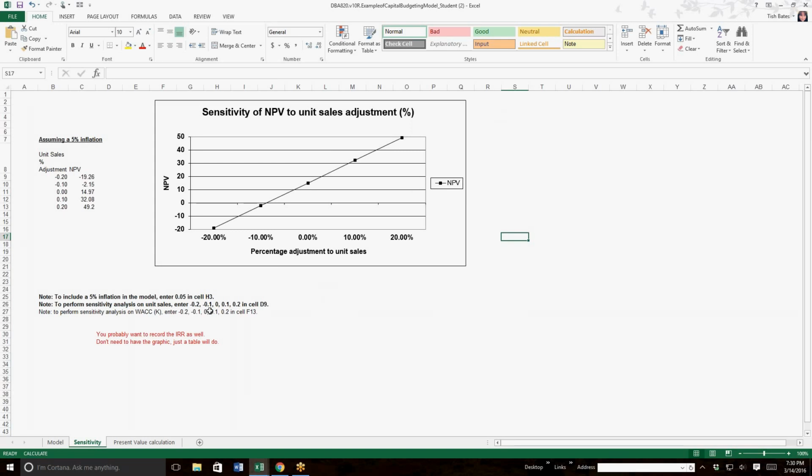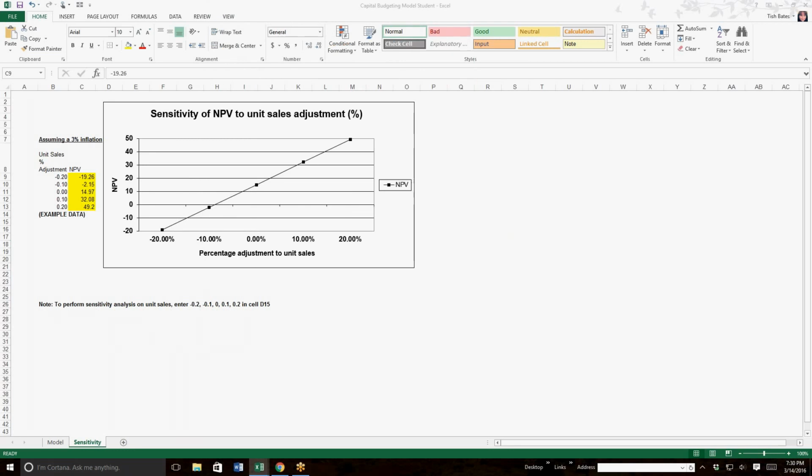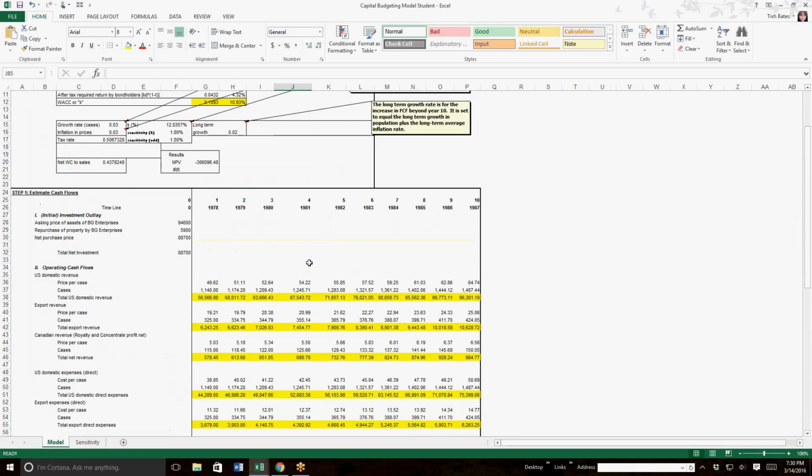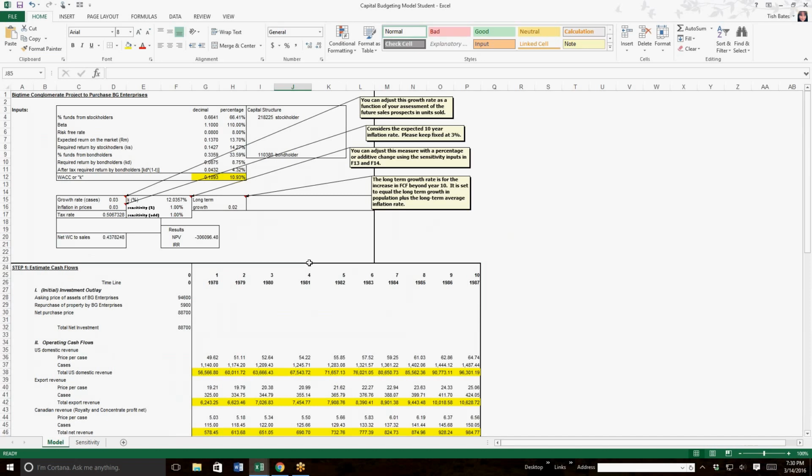Enter negative 0.2, negative 0.1, 0, 0.1, 0.2 in cell D9. To perform sensitivity analysis on weighted average cost of capital, you have to enter it in F13. So each one of those you'll enter in D9 and F13. Hopefully that's the right cell. I mean, do I put equal or what do you do? I can look at that item. So in D9. Oh, over here, D9.